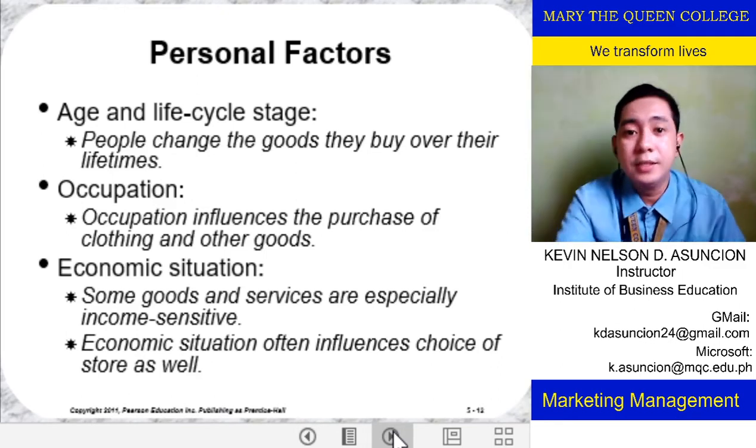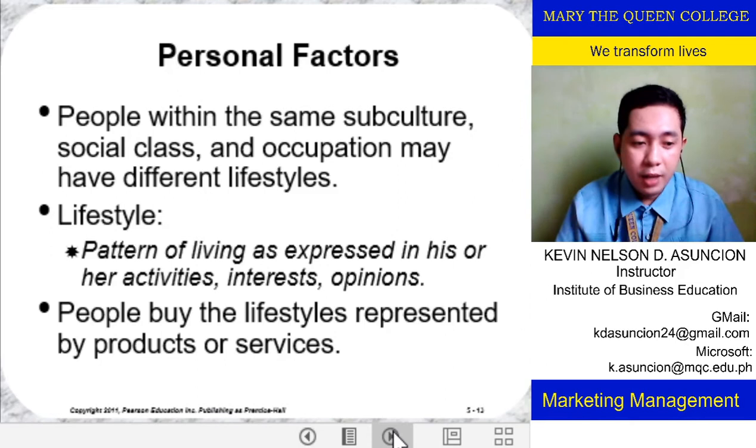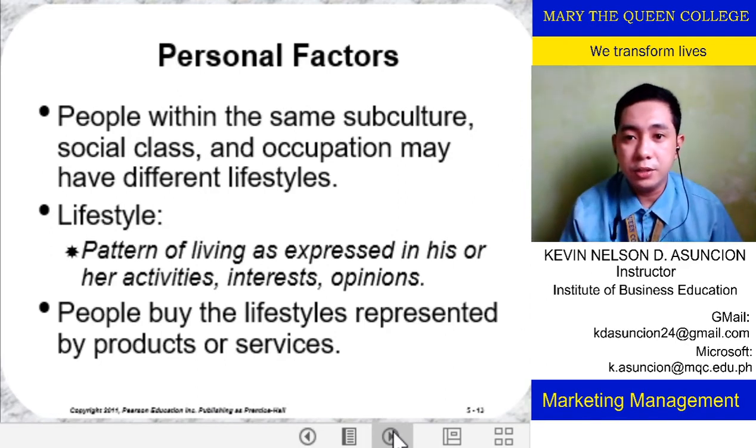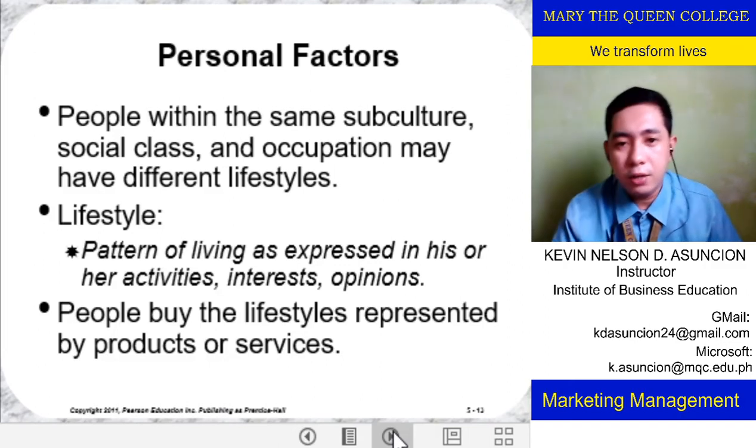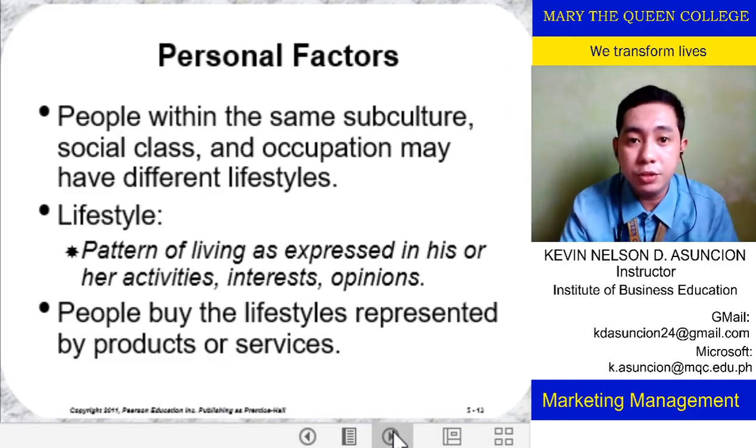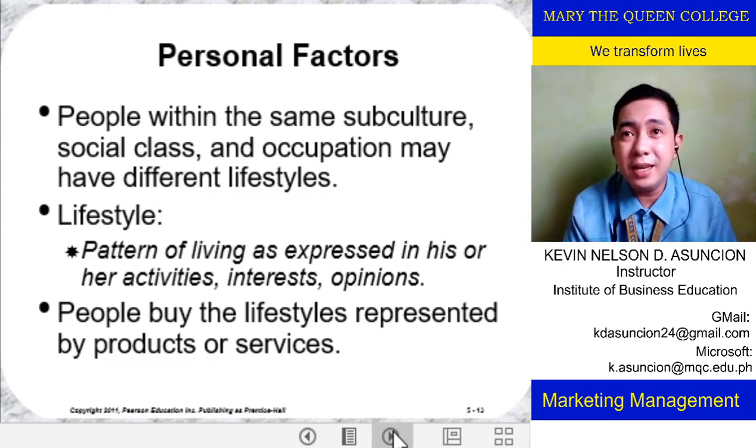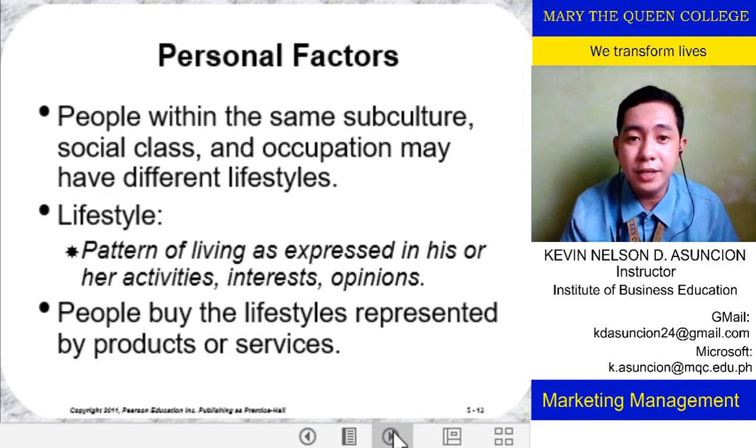So it depends. But again, we are doing these discussions because there are certain factors, and you as marketing manager may see that type of group of people that you can take advantage of, what kind of marketing strategies you may do, no? So your personal factors also is wherein people within the same subculture, social class, and occupation may have different lifestyle, no? Because depende, again, it's where we live, how we are raised. Your lifestyle is the pattern of living as expressed in his or her activities, interests, or opinions.